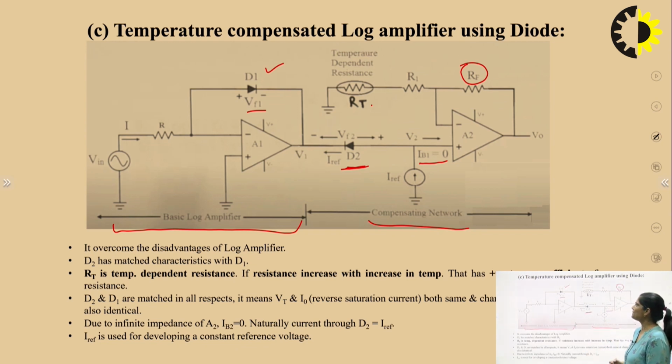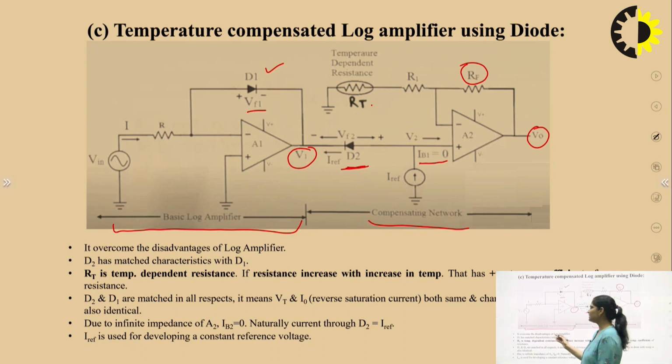So the temperature compensated logarithmic amplifier using diode is a combination of the basic logarithmic amplifier plus a compensation network. We have already done the basic logarithmic amplifier and found the output voltage for it. Now here we have to find the output voltage, V naught, in which we have the basic logarithmic amplifier and the compensation network.